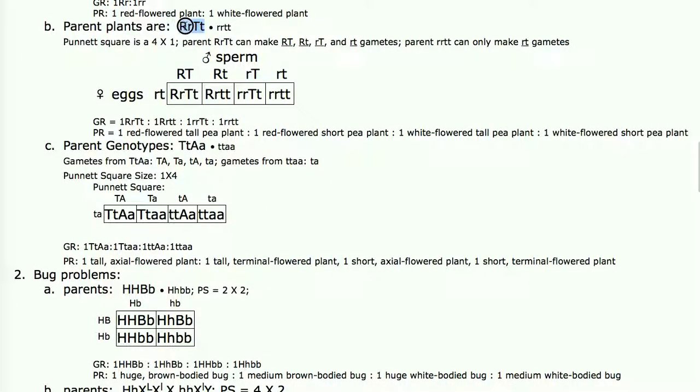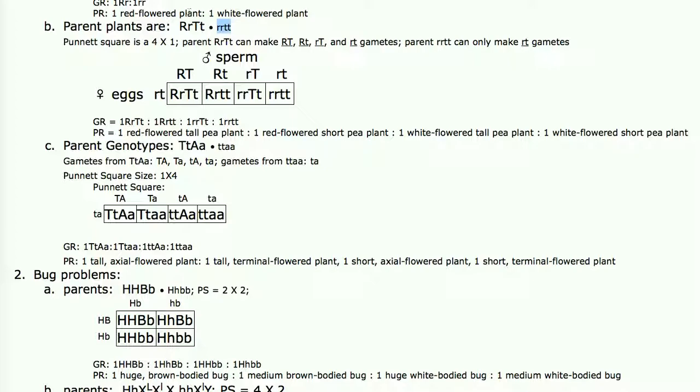The first plant was heterozygous for both traits, so there it is: big R, little r, big T, little t. The second plant was homozygous recessive for both traits, so it's little r, little r, little t, little t. Notice that this problem does not include the axial terminal trait, so we don't have to worry about that.